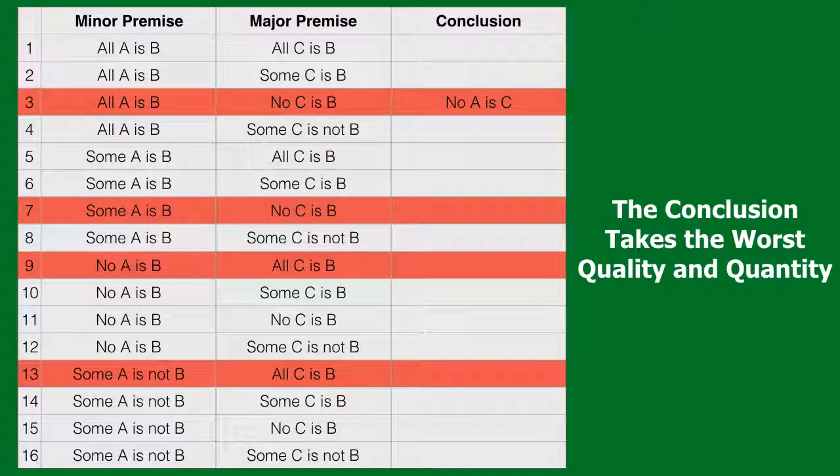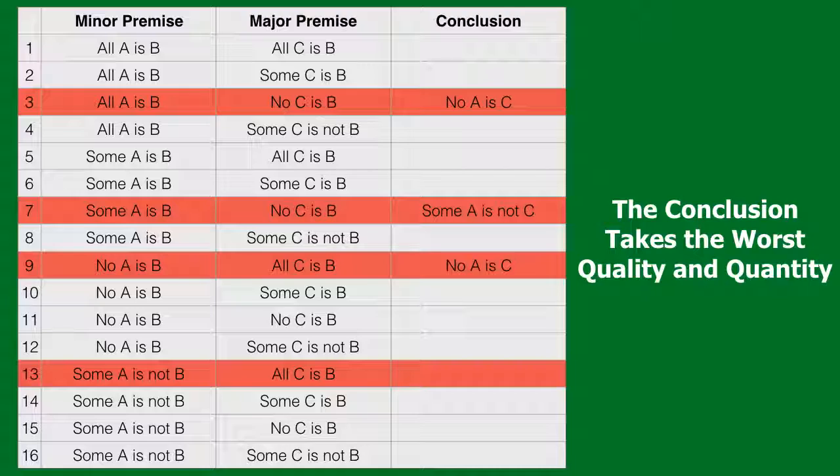So in the first case, you get the negative quality from the major premise, but it stays universally quantified because both of them are universally quantified. In the second case, you get the particular quantification from the minor premise and the negation from the major premise, and so the conclusion is some A is not C. It's particularly quantified and negative.